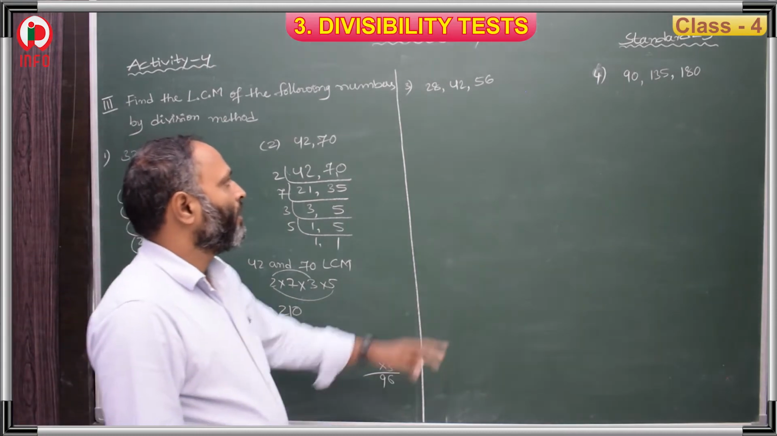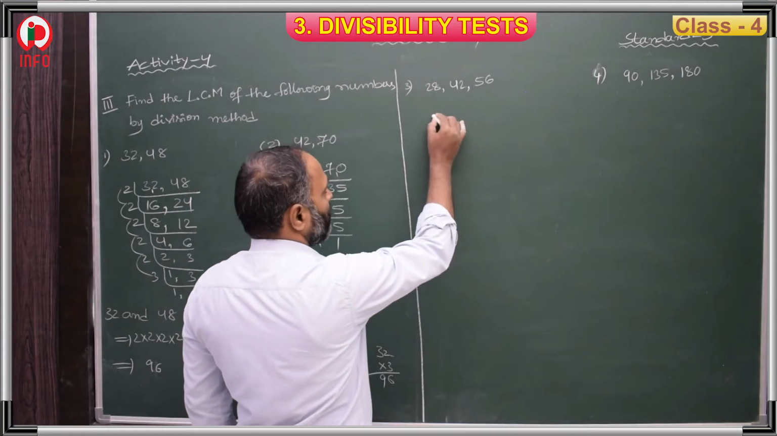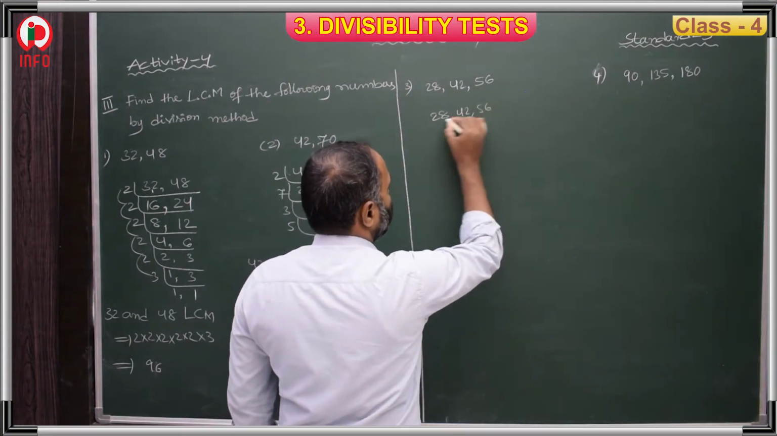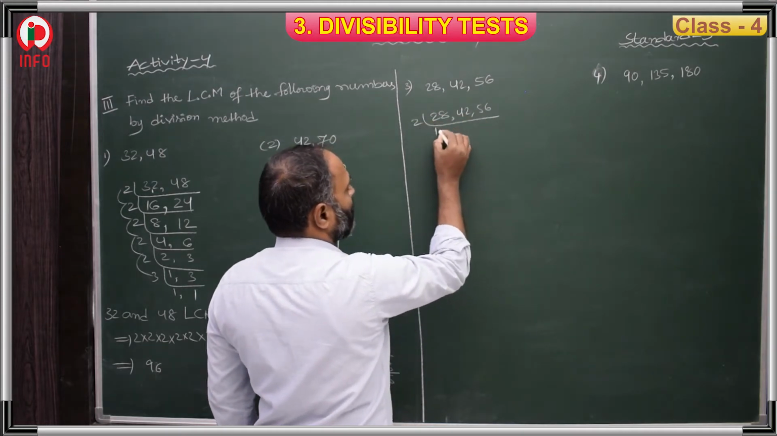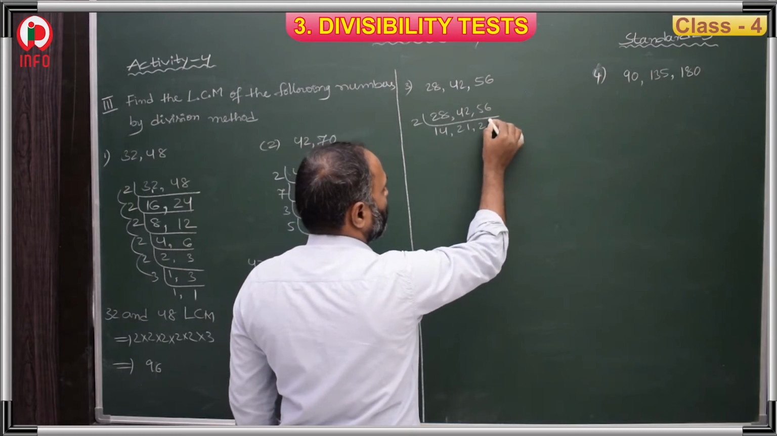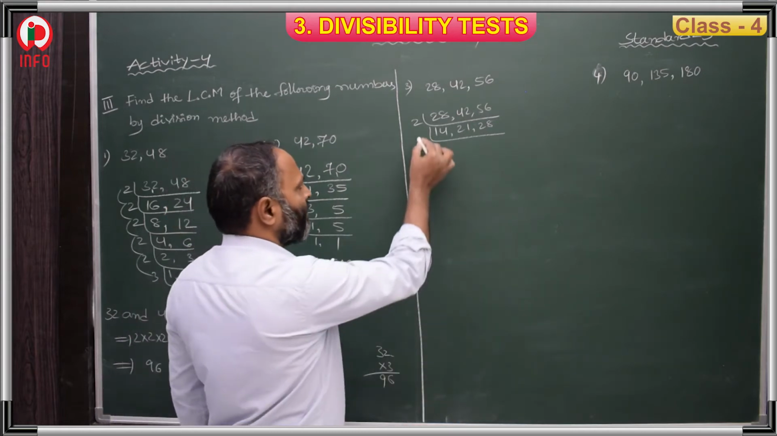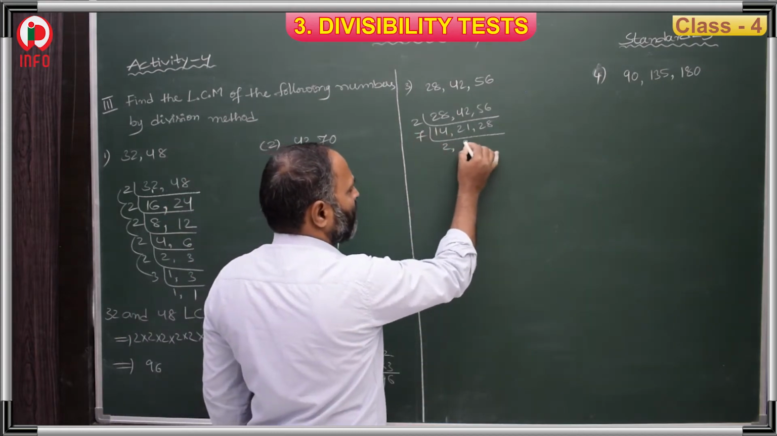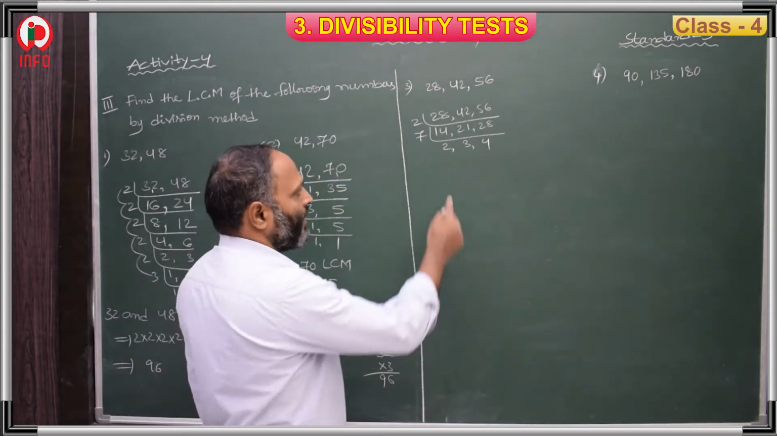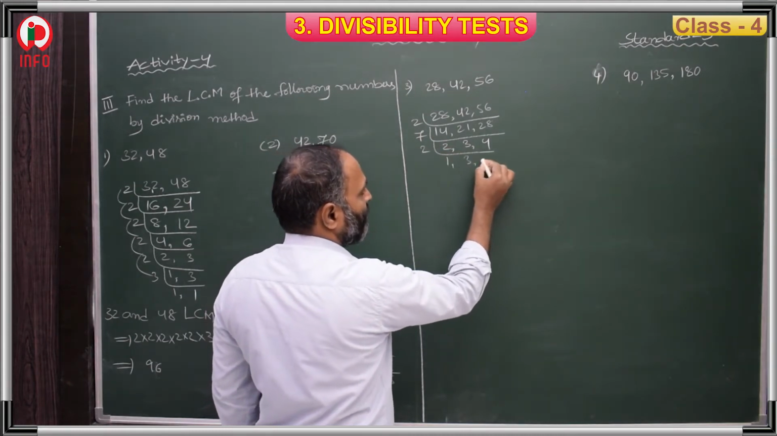Next, the LCM of 28, 42 and 56 using the division method. Write 28, 42 and 56. Divide by 2: 2 ones are 2, 2 fours are 8... 2 twos are 4, 2 eights are 16. Now these 3 are divisible by 7. 7 twos are 14, 7 threes are 21, 7 fours are 28. Then these divided by 2, take 2: 2 ones are 2, 2 twos are 4.